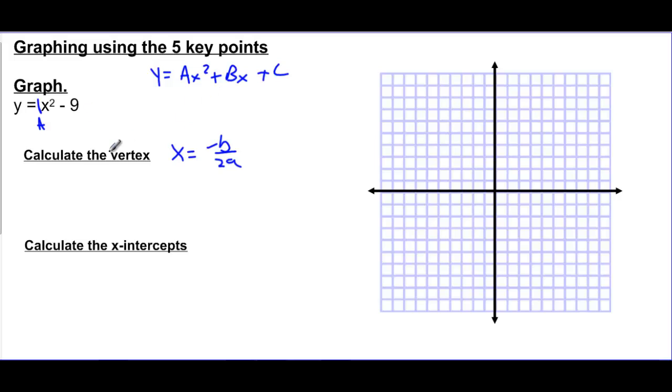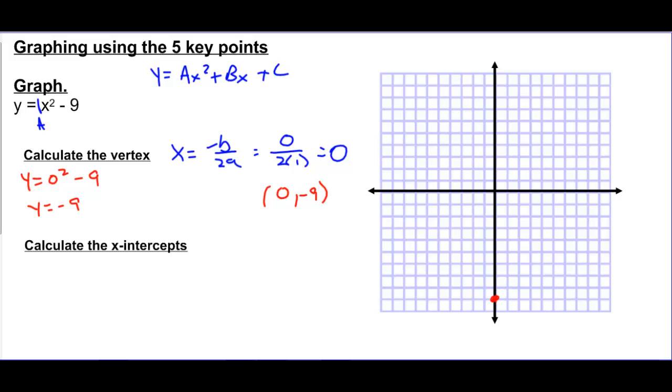When that happens, b is actually there, but it's 0. So in this case, if I'm trying to calculate it, I'm going to say this is equal to 0 over 2 times 1, which is just really 0. So for my vertex, it's 0 comma something. Let's find out what that something is. y is equal to 0 squared minus 9. Well, 0 squared is 0, and 0 minus 9 is negative 9. So in this case, my vertex is 0, negative 9. A little bit of a strange case, where you don't see the b value, but you need it for the vertex.